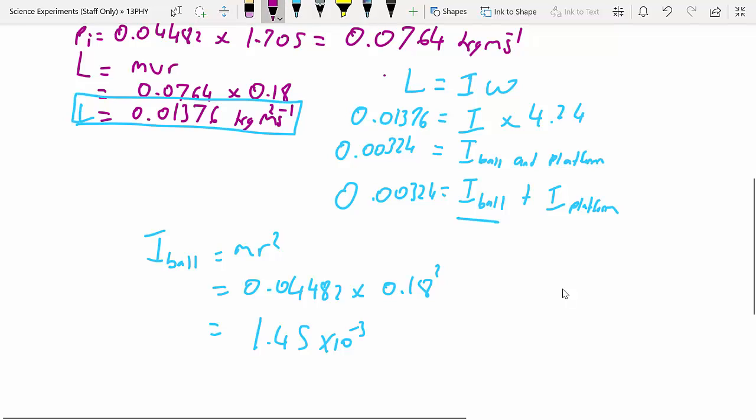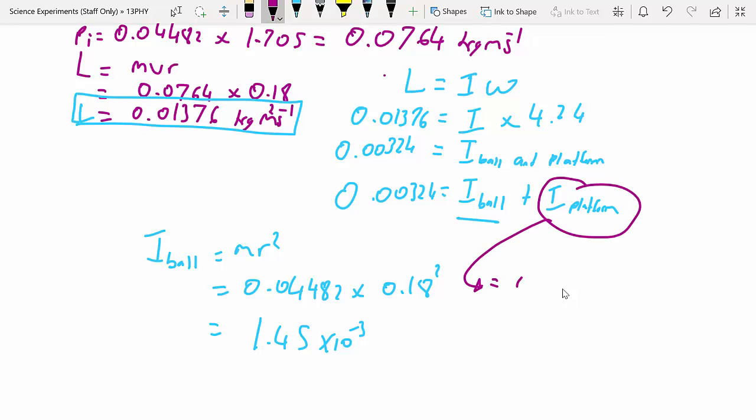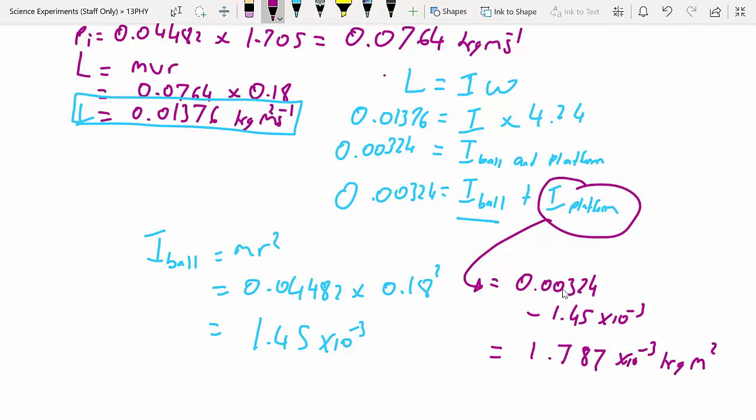So I platform is equal to 0.00324 subtract 1.45 times 10 to the minus 3, which gives me an answer of about 1.787 times 10 to the minus 3 kg meters squared. Awesome.